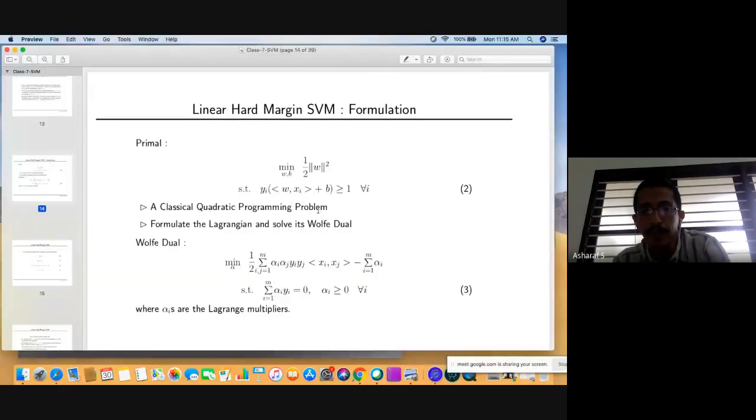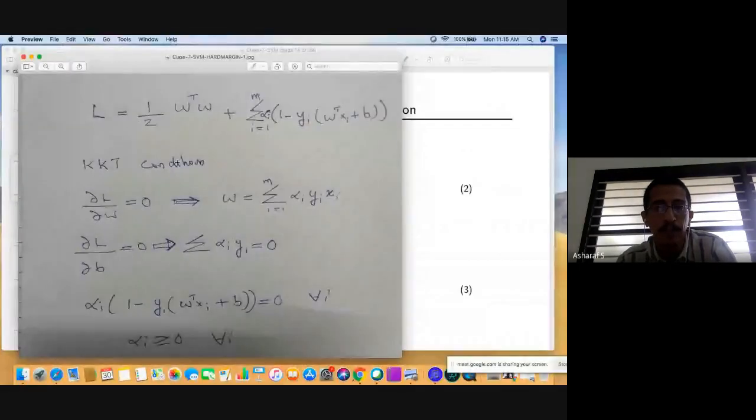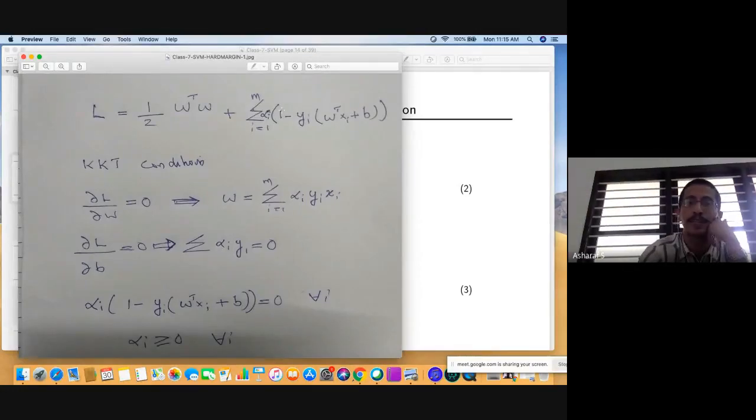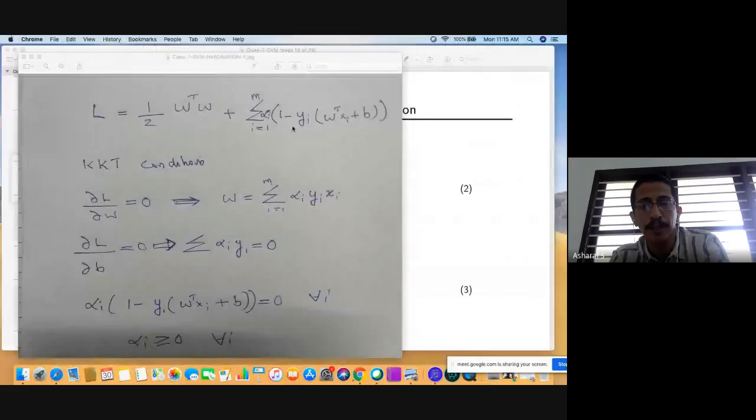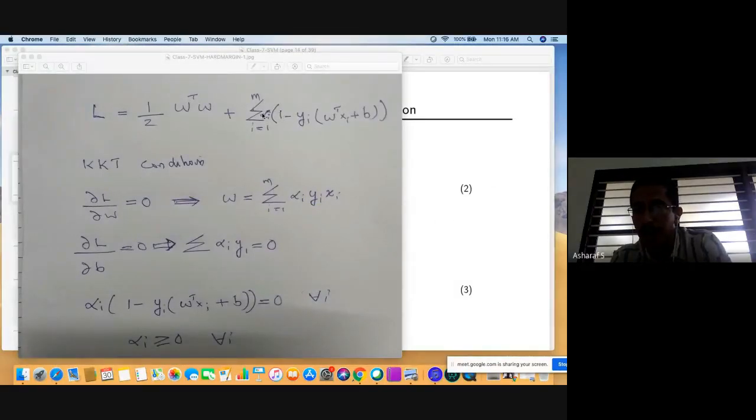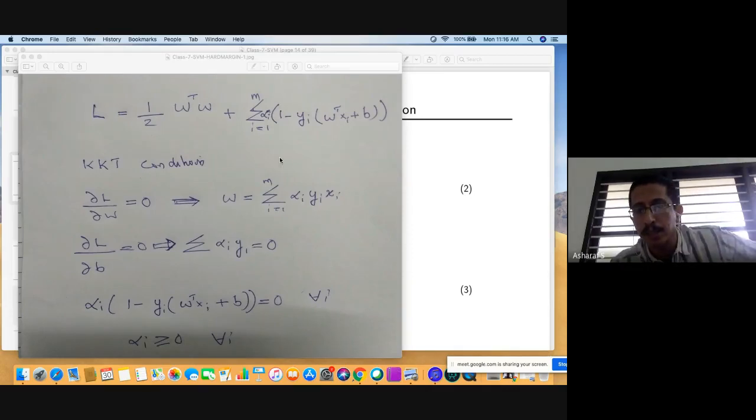Then there's one more term over here. When you substitute from the KKT conditions, summation over i equal to 1 to m of alpha i, that's one term. Then there is minus the summation of alpha i yi times this term. So this will be alpha i into yi into the summation. You know that W is the summation of alpha i yi xi, so W dot x plus b. So what will be the sum here?